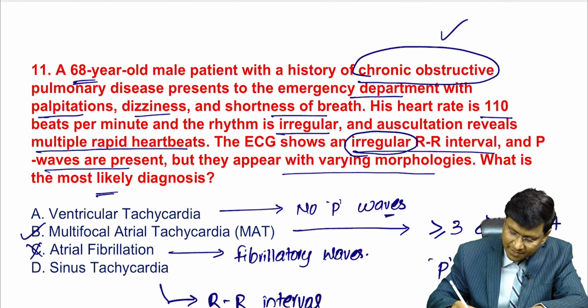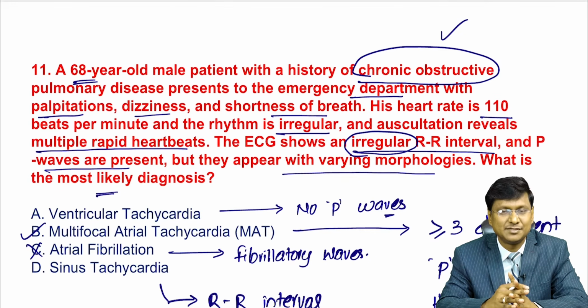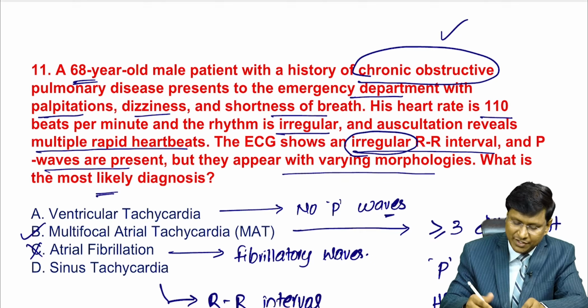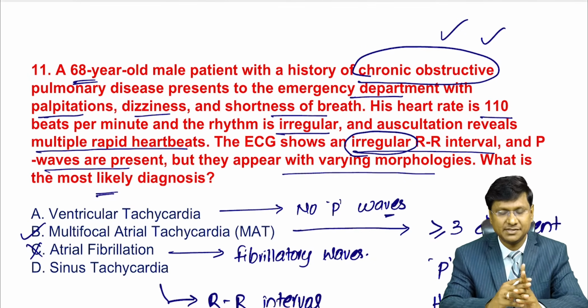And at the same time, the heart rate should be more than 100 per minute. That is what you will observe in patients with MAT, that is multifocal atrial tachycardia, which is very common in patients who are having chronic obstructive pulmonary disease, right?